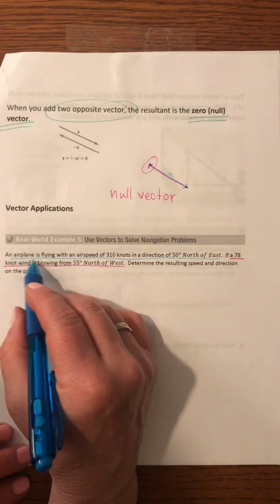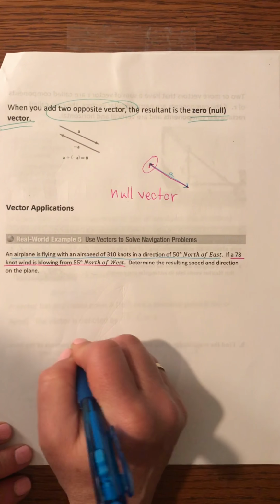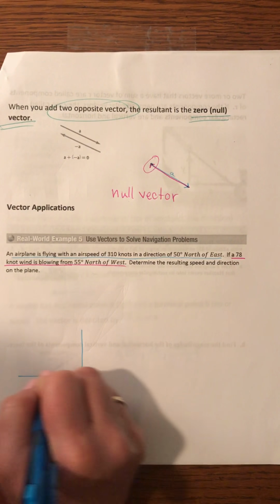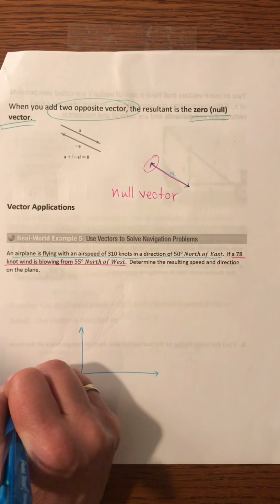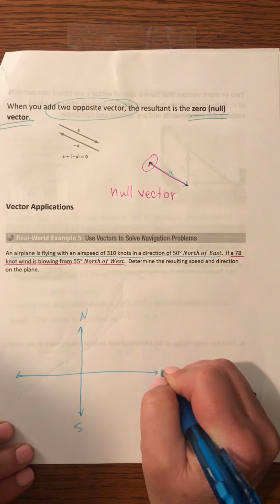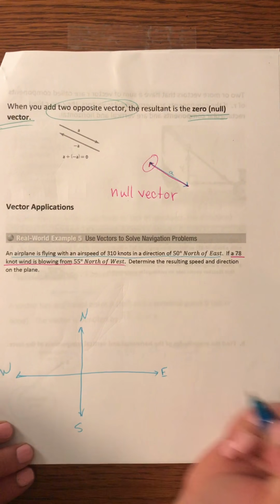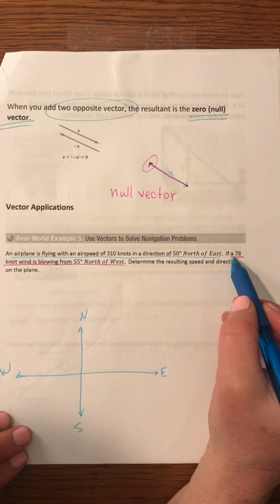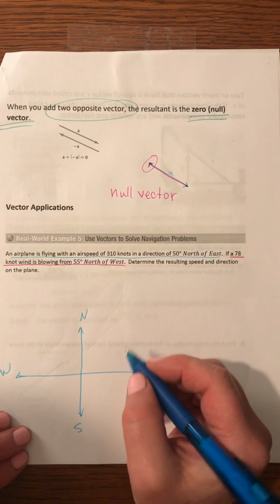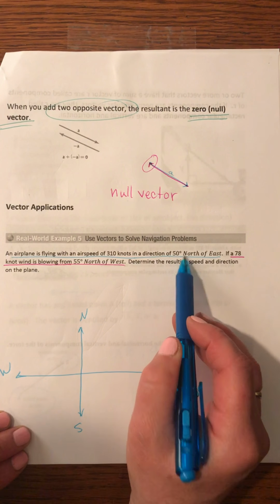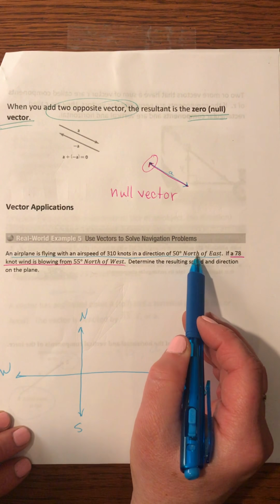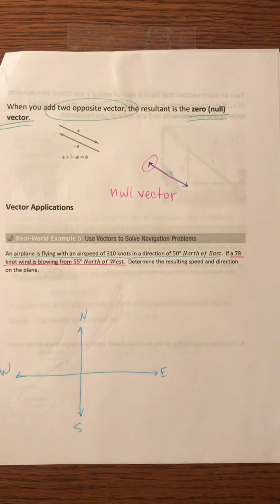So let's see, we've got the airplane. Let's look at the airplane first. And so I have my north, south, east, and west. And it says the plane is flying at 310 knots in a direction of 50 degrees north of east.